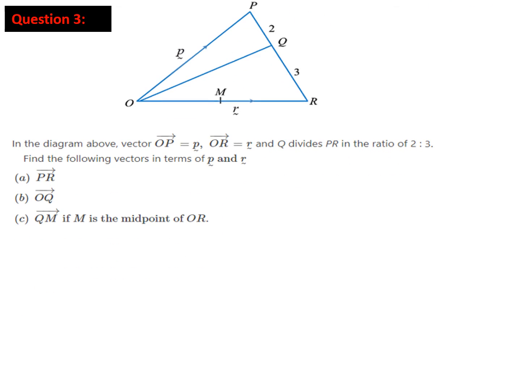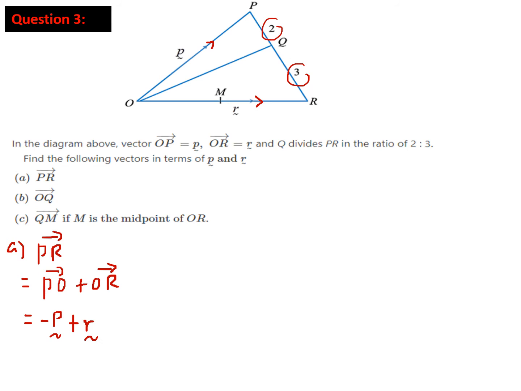Question number 3. The diagram shows vector OP is vector P, vector OR is vector R, and Q divides PR in the ratio 2 to 3. Find the following vectors in terms of vector P and vector R. A. Vector PR can be obtained by using the triangle law, which is vector PO plus vector OR. Vector PO is in the opposite direction to vector OP, so it is negative vector P plus vector R.